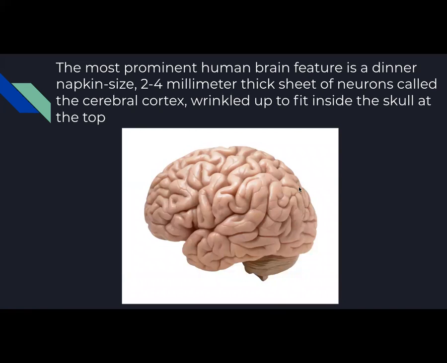And the most prominent feature that you can see here, which is covering this entire area on the surface, is the cortex. And if you unwrap the cortex, it's about the size of a dinner napkin, and the thickness is about 2 to 4 millimeters.